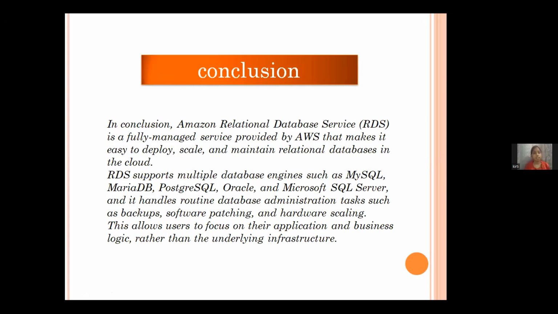Ma'am, in this presentation, Amazon Relational Database Service is a fully managed service provided by AWS that makes it easy to deploy, scale, and maintain relational databases in the cloud. RDS supports multiple database engines such as MySQL, MariaDB, PostgreSQL, Oracle, and Microsoft SQL Server, and it handles routine database administration tasks such as backup, software patching, and hardware scaling. These allow users to focus on their application and business logic rather than the underlying infrastructure.